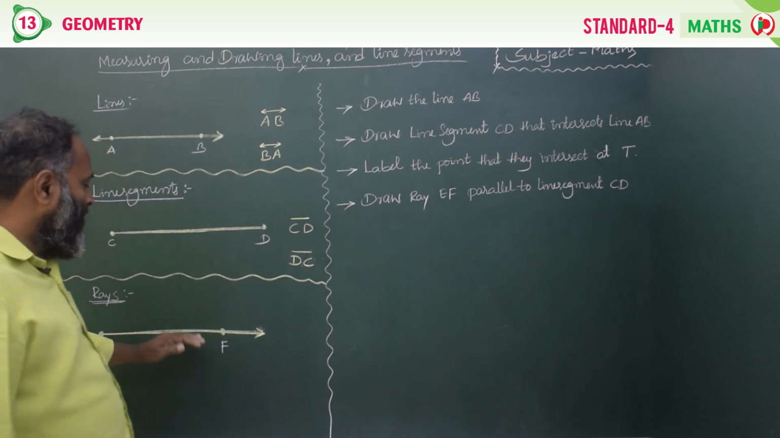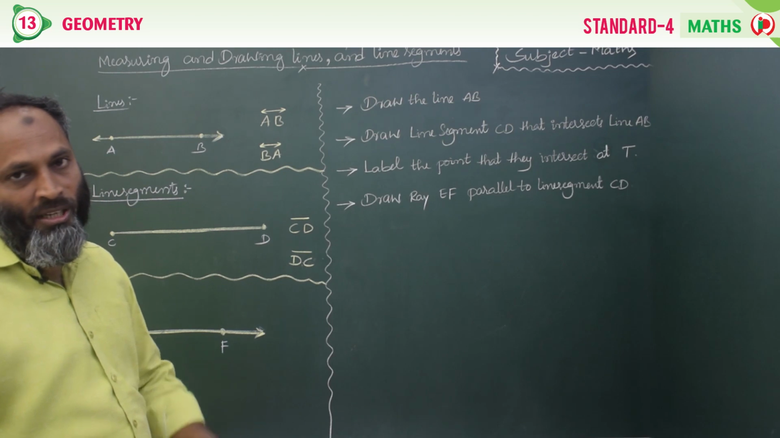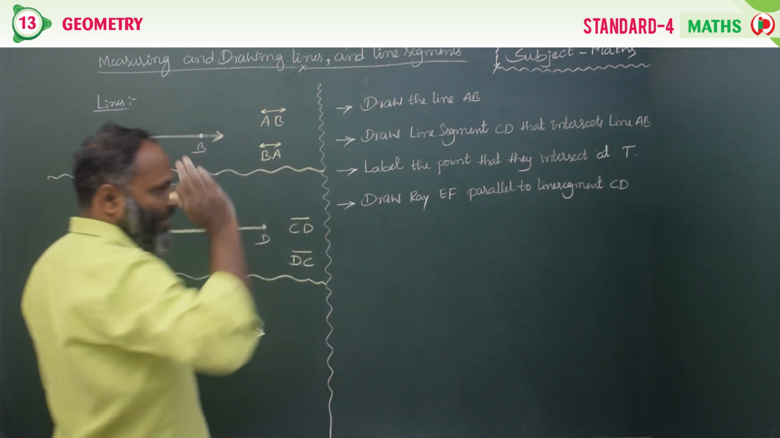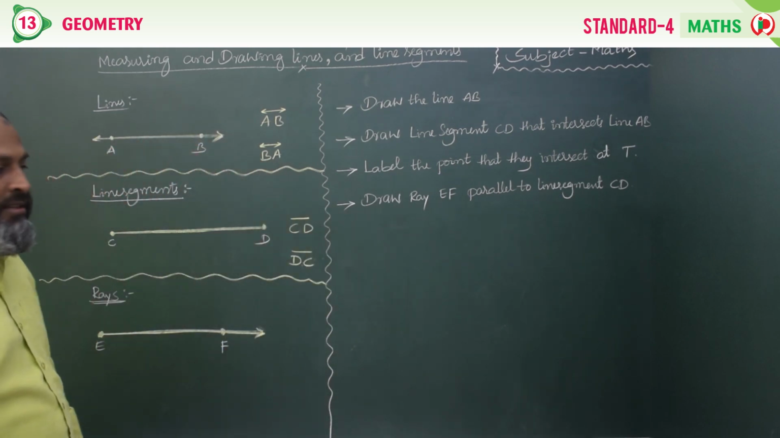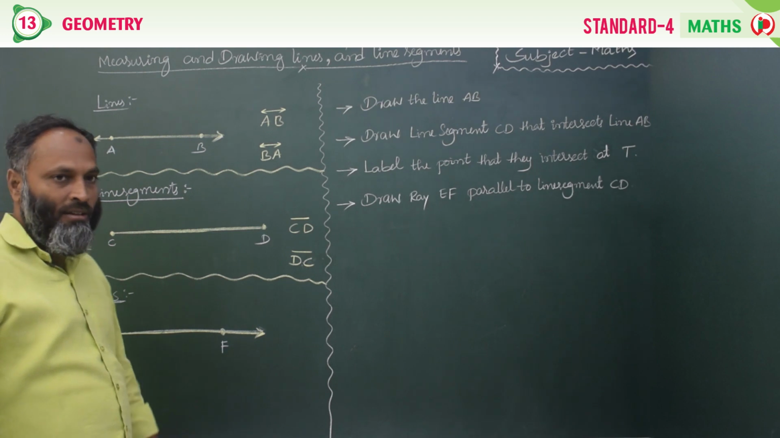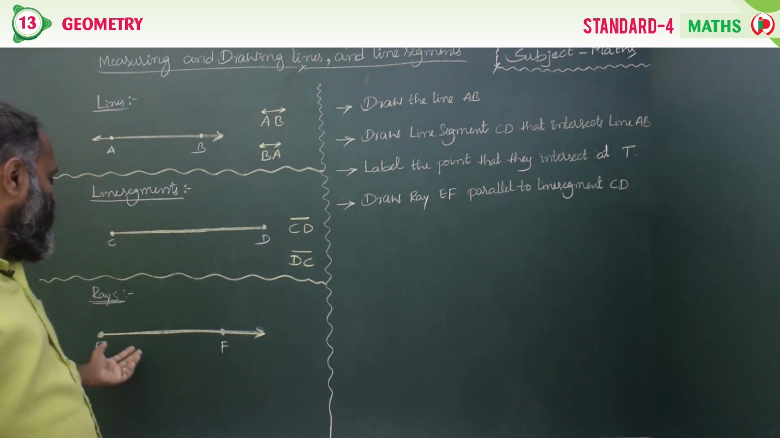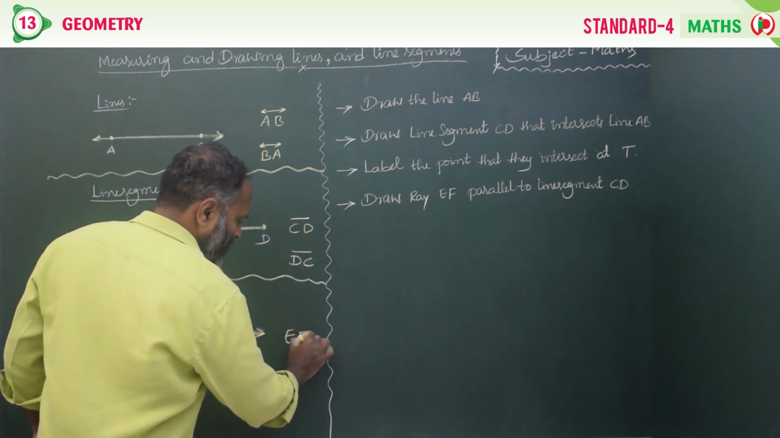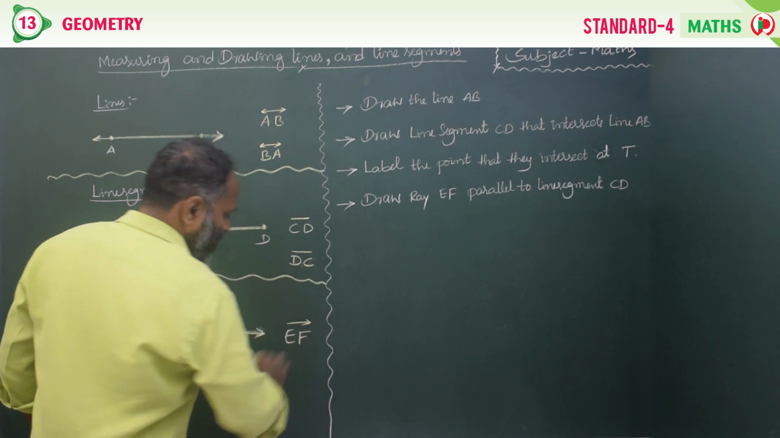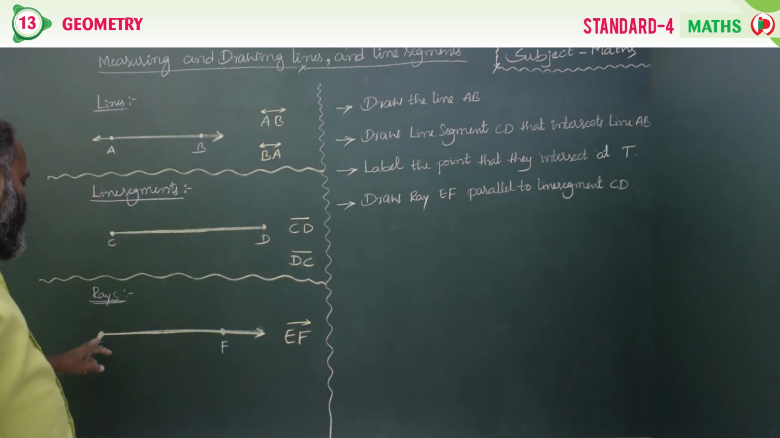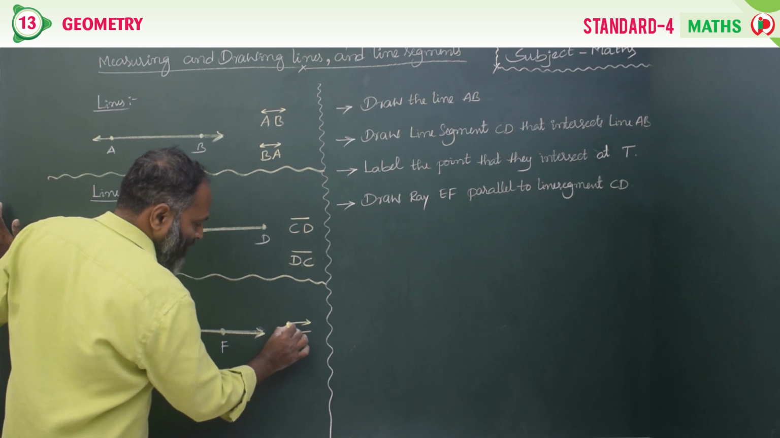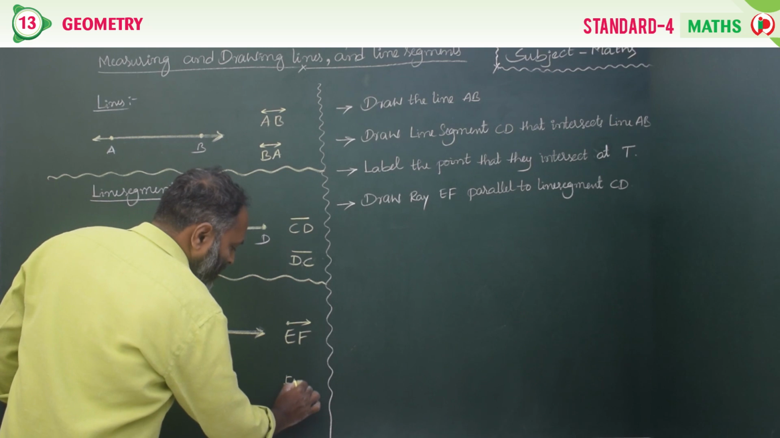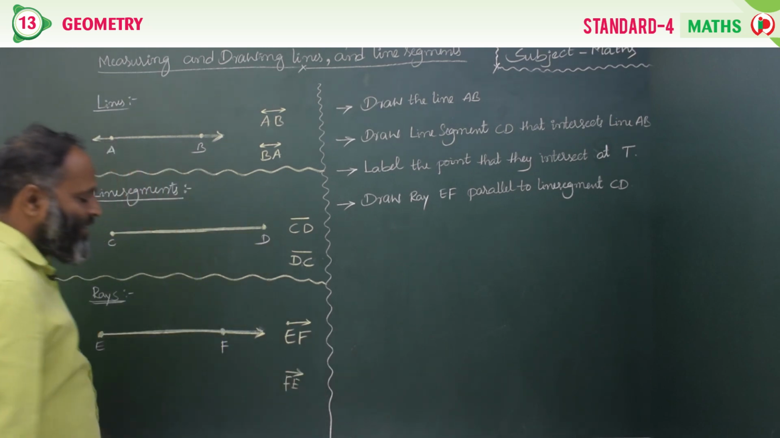Now the length of a ray, we cannot measure the length of a ray. Why? Because here in the F direction it extends infinitely. We cannot say where it ends. So that is why we cannot measure the length of a ray. Then how can we represent this ray EF? We should write EF and keep an arrow on EF. This is the initial point. Initial point you should take first. Don't write FE like this. This is not correct.